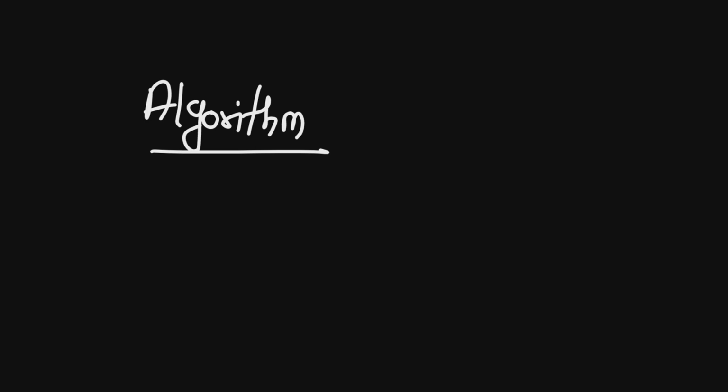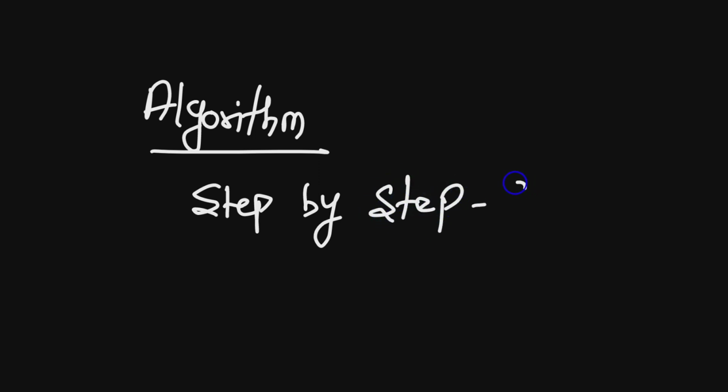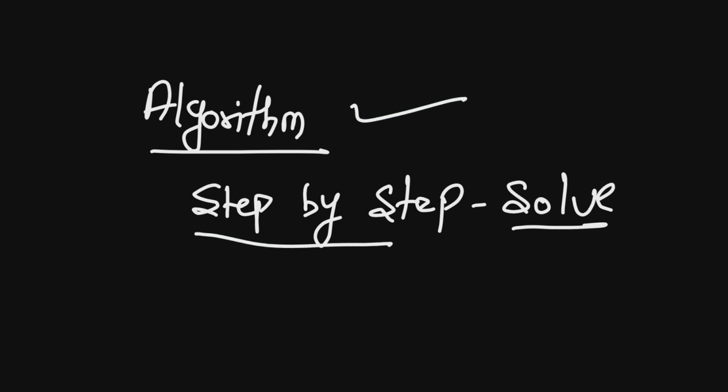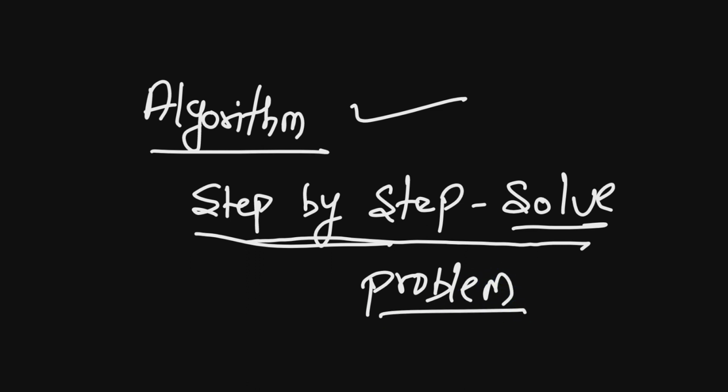Hello everyone. Today let's understand what we mean by algorithm. An algorithm is nothing but a step by step procedure to solve a given problem. We are going to solve a problem by writing a step by step procedure. Suppose I have been given a problem, I will write a step by step procedure for how to solve it.